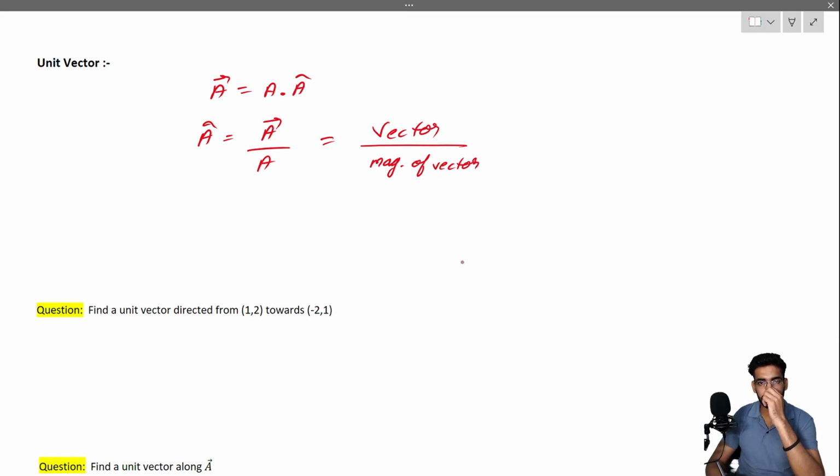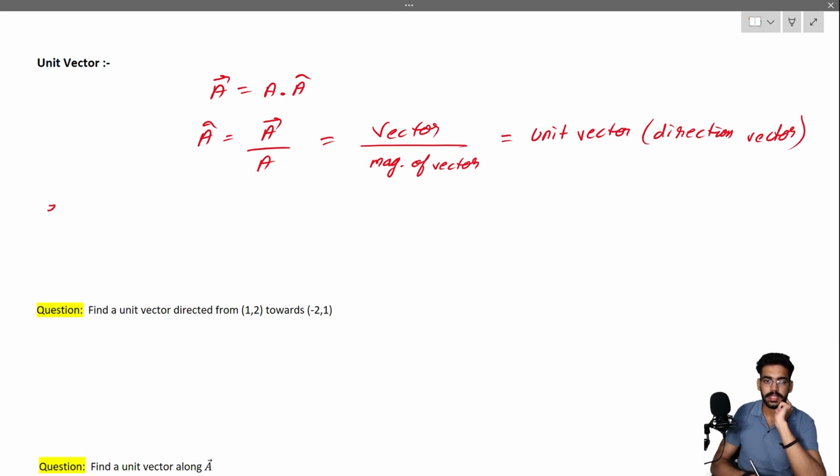Okay, so if you want to find out a unit vector in a particular direction, let's say in A vector direction, then you will divide with its magnitude and you got the A cap. So this is your unit vector, or we call it direction vector also. That is only giving me the direction, it is not giving me any magnitude. Without magnitude it is unit vector. Okay, example.